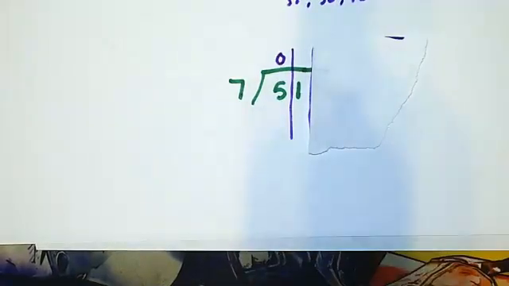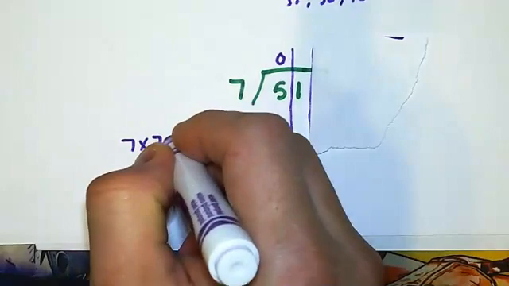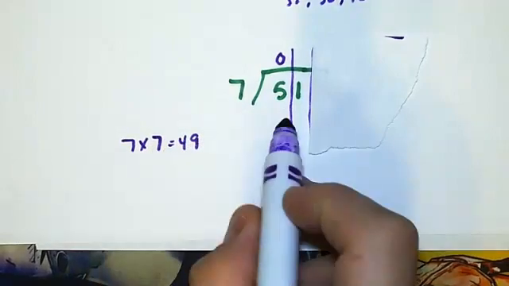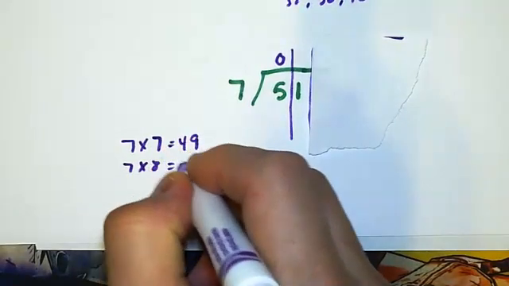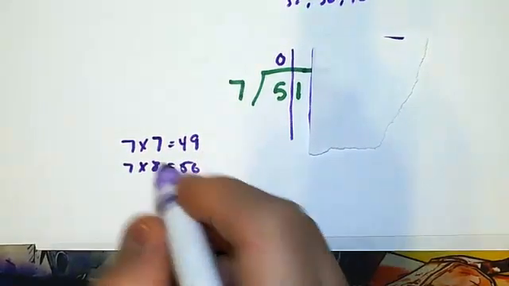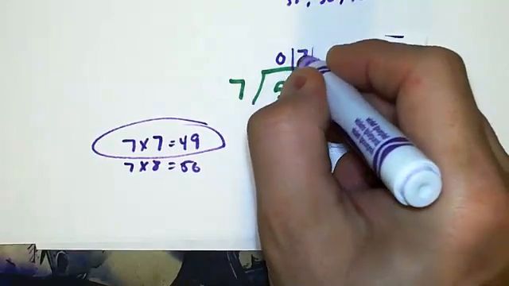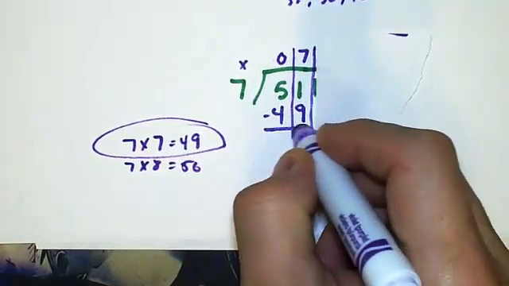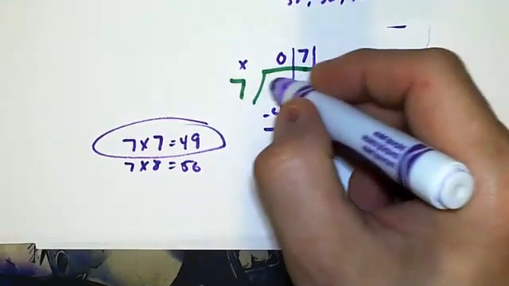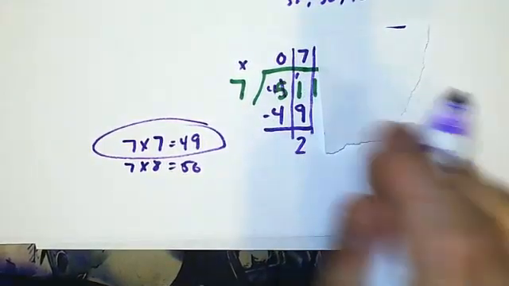Okay, well, I know 7 times 7 is 49, which is probably my good answer. And if I did one more, 7 times 8 is 56. Okay, that's too big. So we're going to go with this one. So 7 times 7 is 49, and that would be a difference of 2.